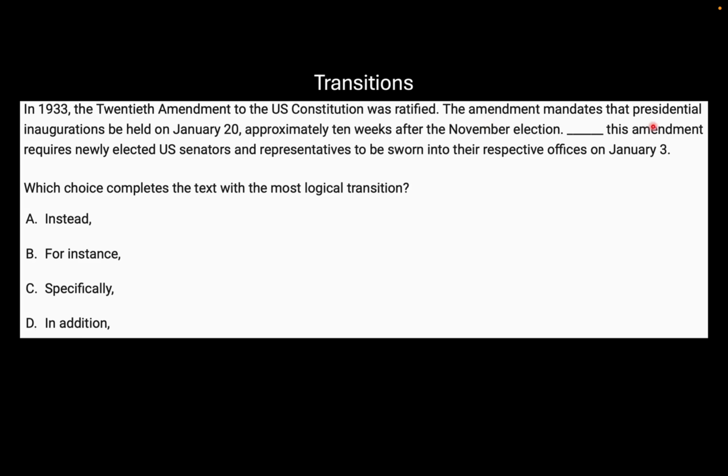The amendment mandates that presidential inaugurations be held on January 20th, approximately 10 weeks after the November election. This amendment requires newly elected U.S. senators and representatives to be sworn into their respective offices on January 3rd. So for this one, it gives additional information. So let's look at the multiple choices.